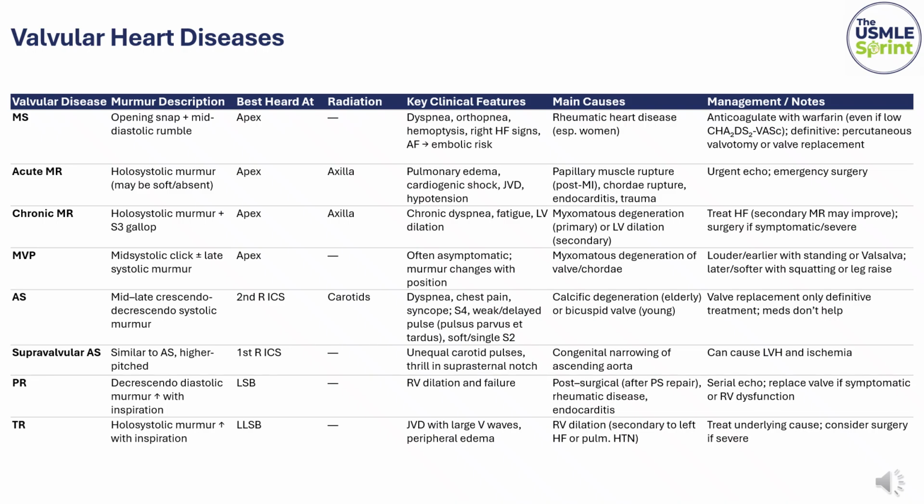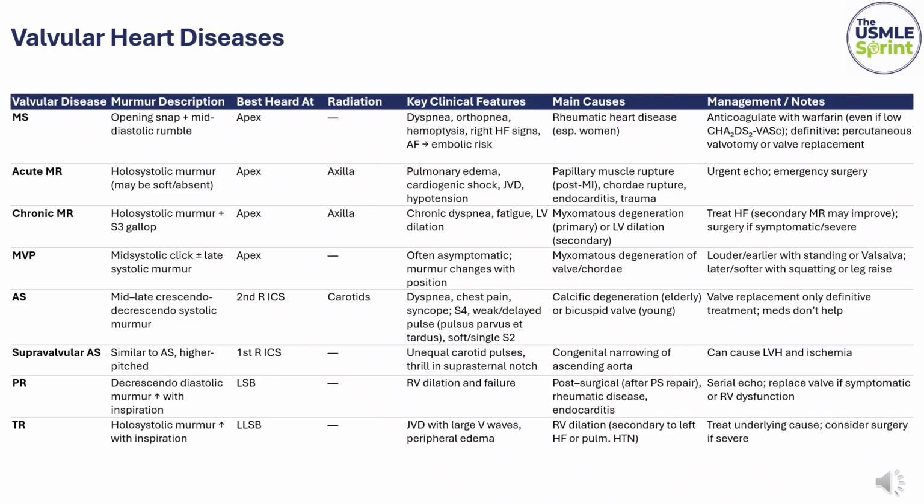Primary MR is due to valve leaflet disease, like myxomatous degeneration or a cleft cusp. Secondary MR happens because of LV dilation, basically, a stretched-out mitral annulus that can't close properly. Treat the underlying heart failure, and the regurgitation often improves.